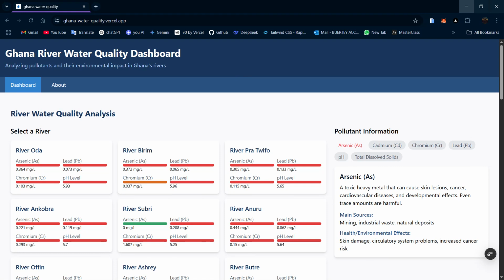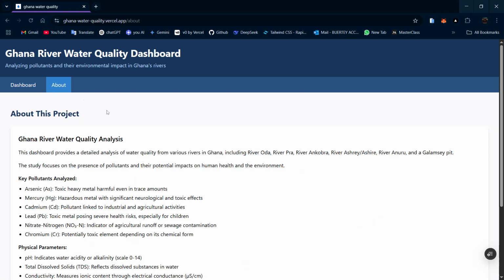I'm presenting on the Ghana dataset visualization for the Galamsey, and I've named my project Ghana River Water Quality Dashboard. It analyzes the pollutants and the environmental impacts in the Ghana rivers. It has two pages: one is for the dashboard, and one talks about the project. Let me go to the about.